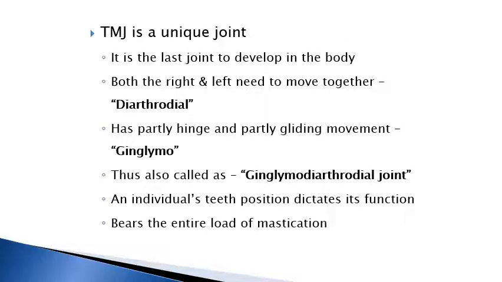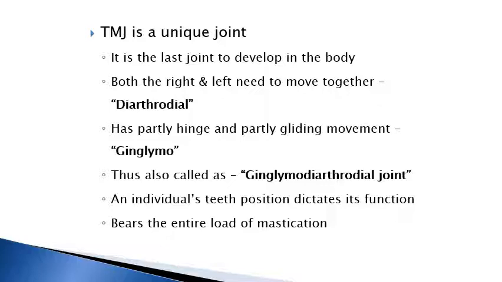Now, from a developmental point of view, from whatever studies have been done till now, it is noticed that the temporomandibular joint is a very unique joint. It is the last joint in our body to develop. The majority of your joints develop at an early age, but the temporomandibular joint is the last joint in your body to develop. And in fact, it has been seen that this particular joint has a tendency to keep on changing its morphology throughout your life.